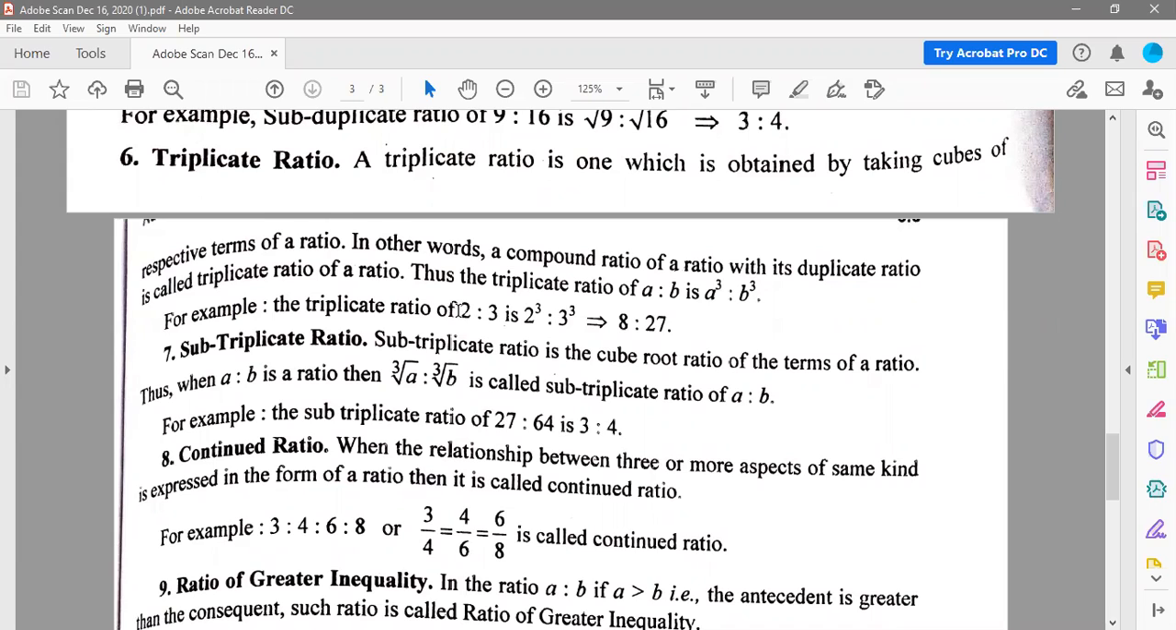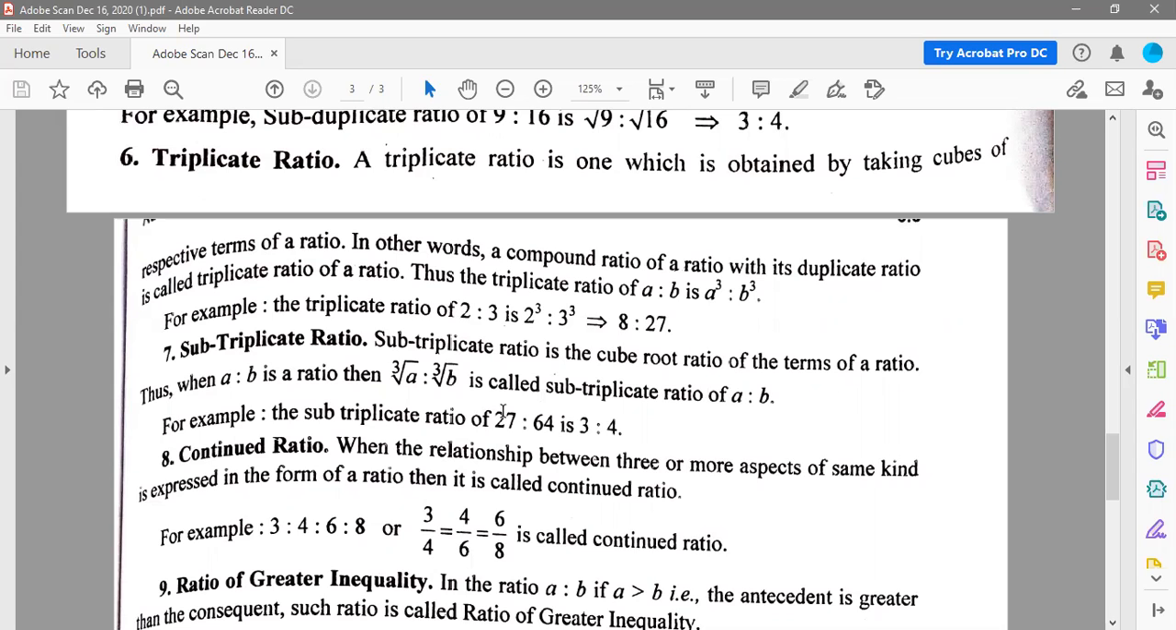Whatever ratio is given to us, in the same form, we will be finding the cube of the numbers. Okay, that is the triplicate ratio. And coming to the subtriplicate ratio, we'll be finding the cube root for the numbers. In subduplicate, we found the square root of the numbers. In subtriplicate ratio, we'll find the cube root of the ratios that is given to us.